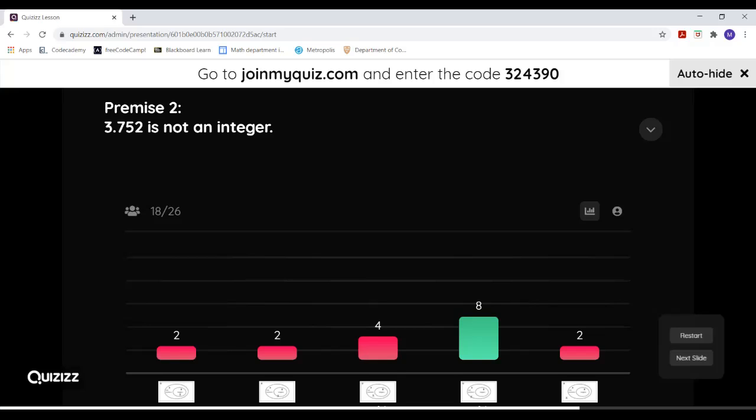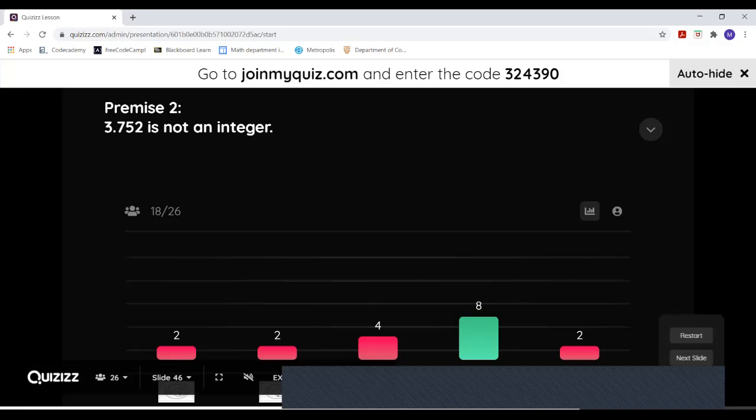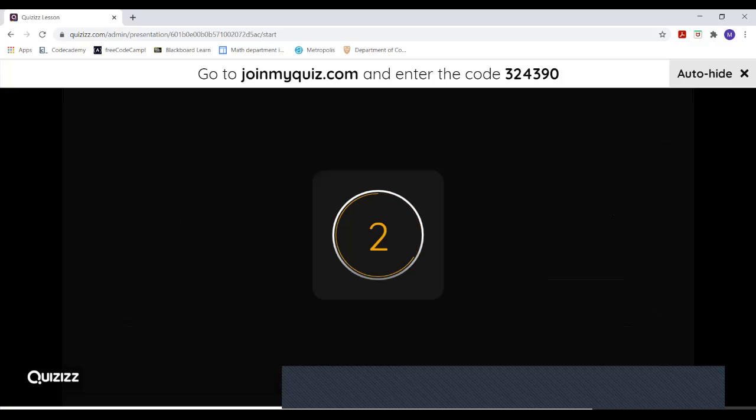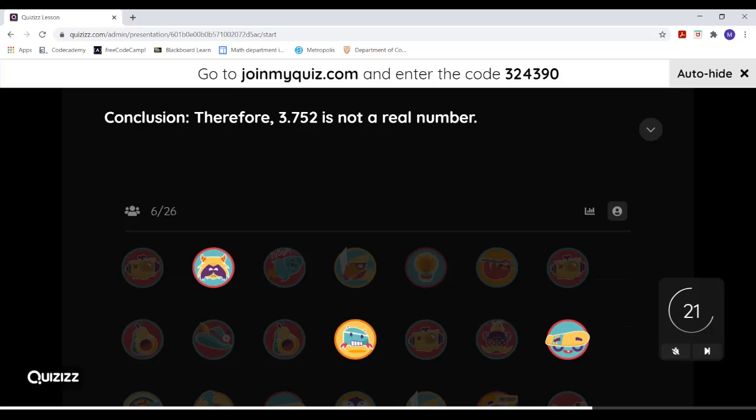So for these, I feel like you're in the ballpark. If you're hitting over here, you drew it right in the integer circle and it says it's not an integer. So this is the exact opposite of what this thing is saying. We want to draw outside. This could still potentially be inside the integer circle. These I feel like are in the right ballpark, but we don't know whether it is this one or this one. So we draw it right on the border. Therefore, 3.752 is not a real number.